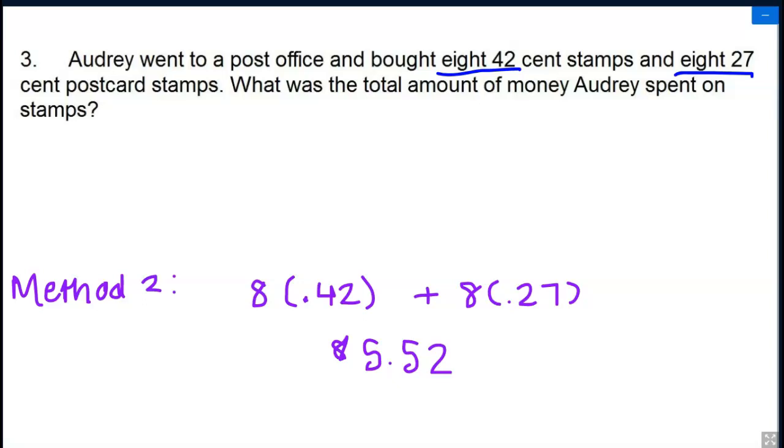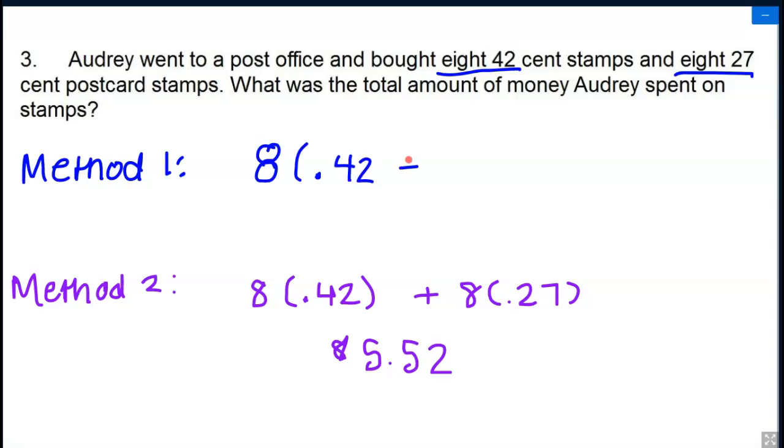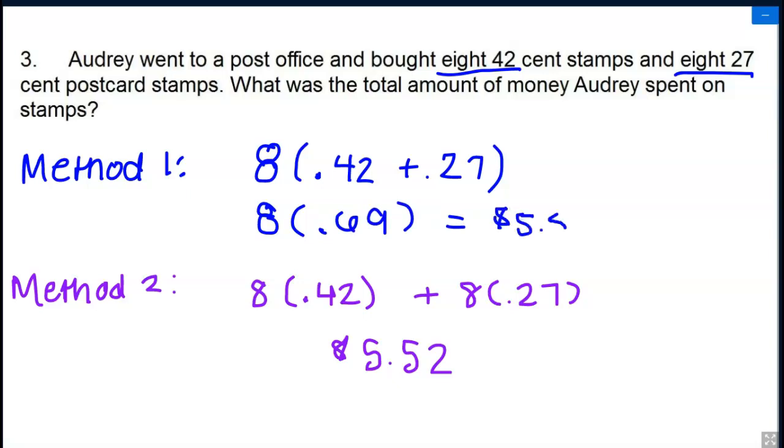So again, here's a case where you're going to probably use method 2 because that's how the problem is written out for you. Method 1 would be like taking the distributive property in reverse or pulling out the GCF of 8. She bought 8 of each type. One stamp cost 42 cents, the other cost 27. The total cost of both types of stamps times the total number of stamps gives us the same $5.52 for 16 stamps.